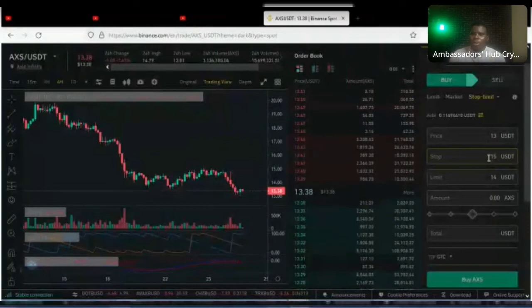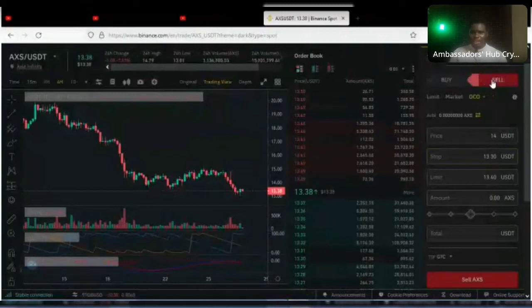That's simple. On the sell side of OCO, let's say you're active in the market. You're telling the market, okay, if you get to 13.40, start getting ready to sell. Get set, and at 13.30, sell off. So 13.30 is your stop loss. Then your take profit is 14. That's simple, right?